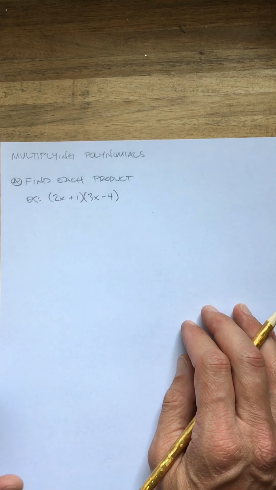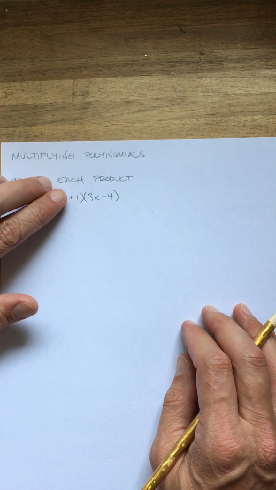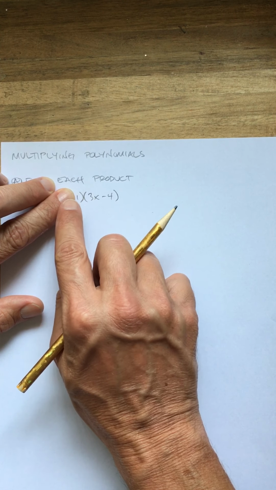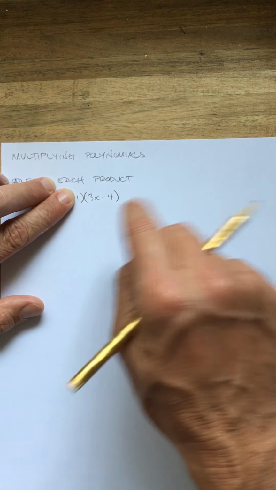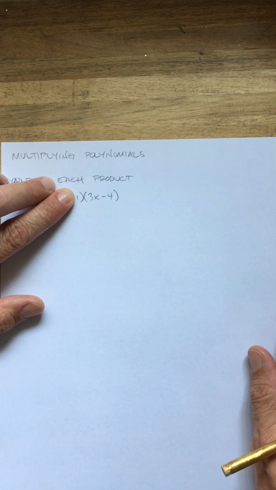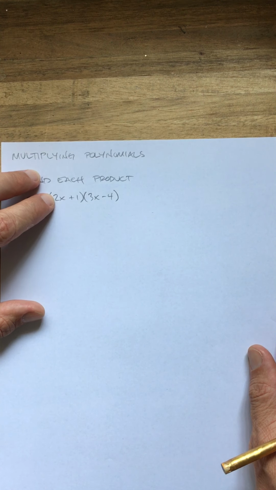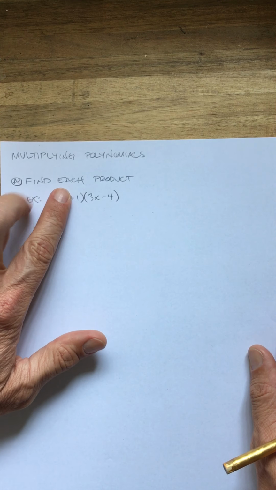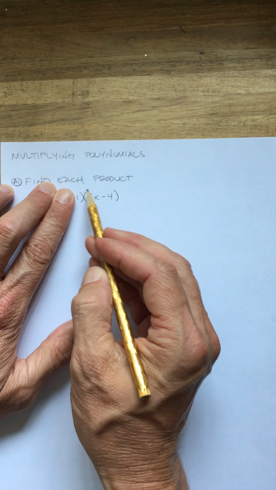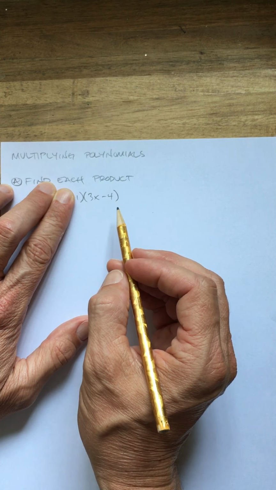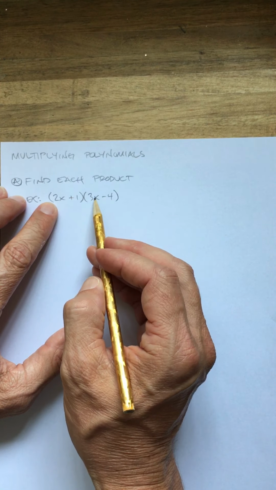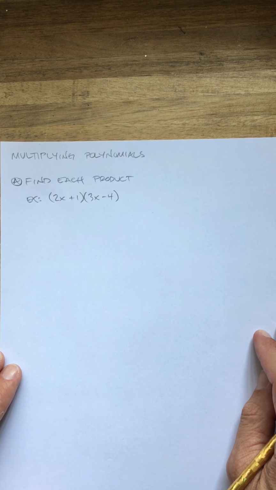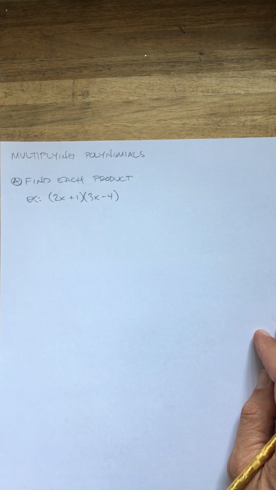Okay, so let me just remind you, basically if it was a monomial, it would be something like this. 1 times 3x, and then 1 times negative 4. You just distribute, right? But since it's a binomial, it's 2x plus 1 times 3x minus 4. We're going to just do it the way you did it before. Take the 1, distribute it to that, take the 1, distribute it to that, but also take the 2x and distribute it to that, and the 2x and distribute it to that. So we're basically doing what we did yesterday, but 2 times, kind of, in a way.